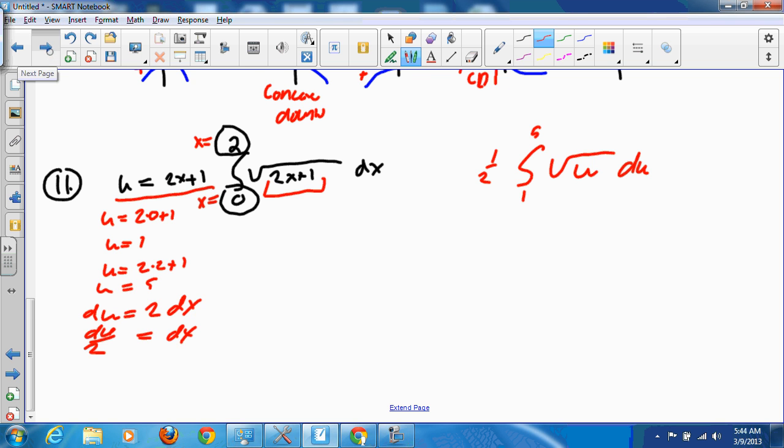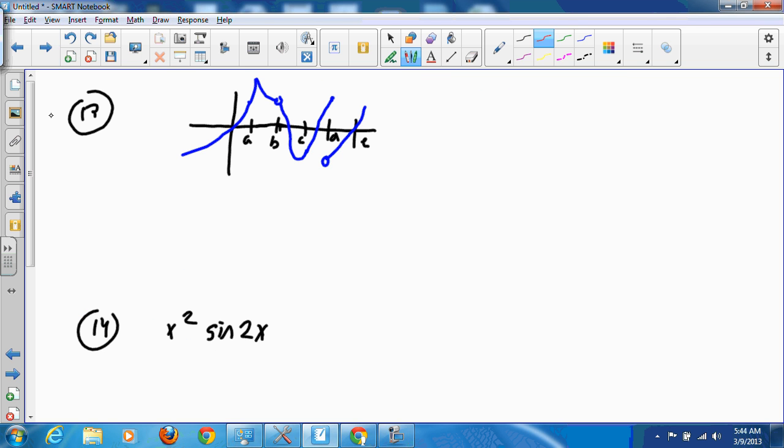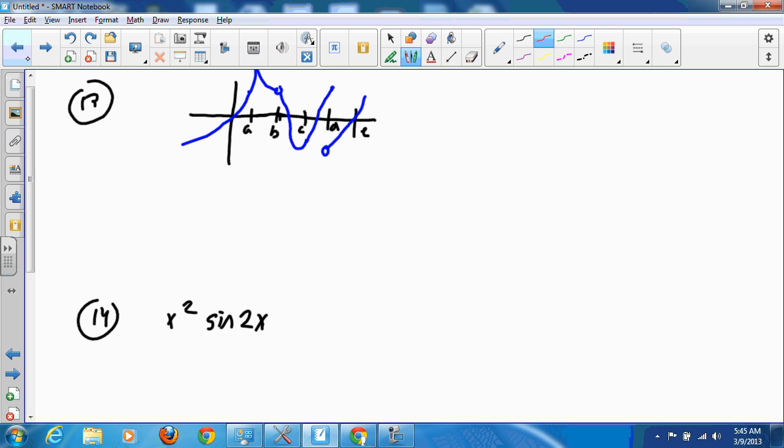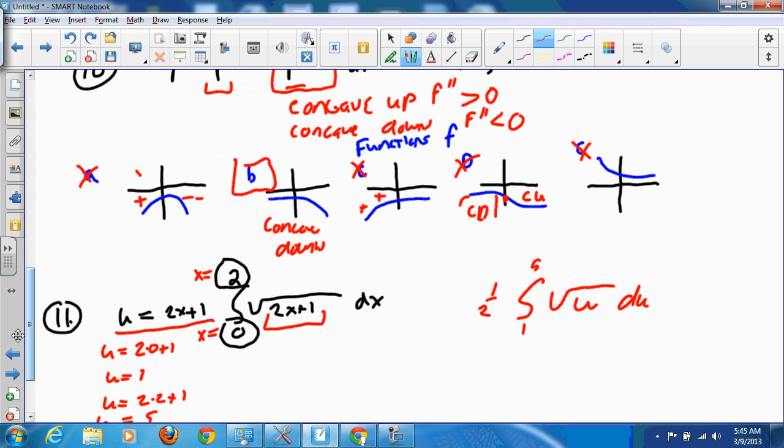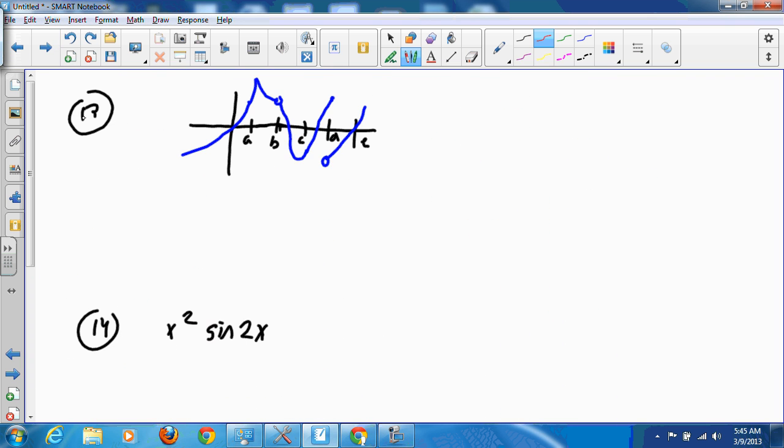Alright, let's change pages here. Let's see, what number was that? That was number 11, so this takes us to 12. Let's see, did I skip one somewhere? Hang on a second. Yeah, I did. I skipped one. Let me go back to that previous page real quick. Sorry about that.